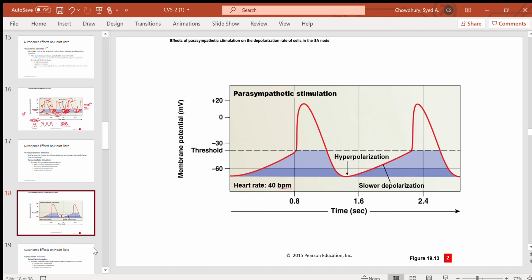Okay, so here you see parasympathetic stimulation. When you are relaxing, ACH will be released and that will prolong this, so the heart rate will be slower. The interval will be longer between the beats. Make sense? So slow depolarization.